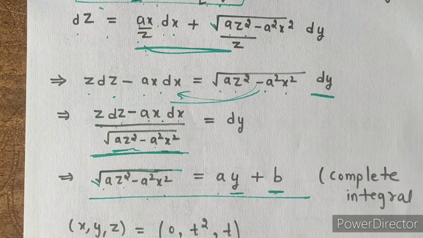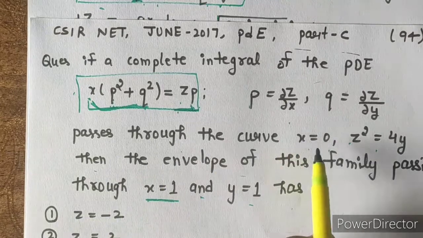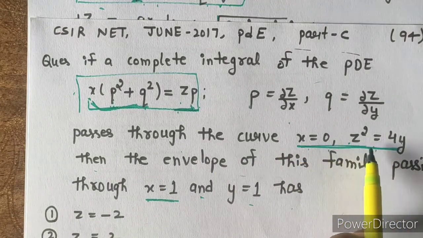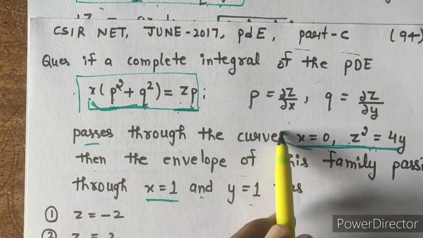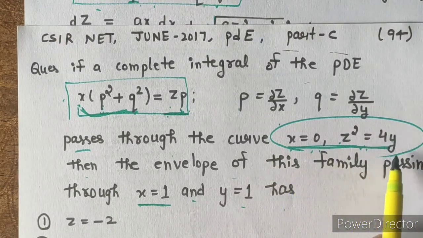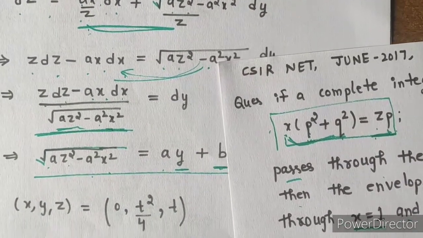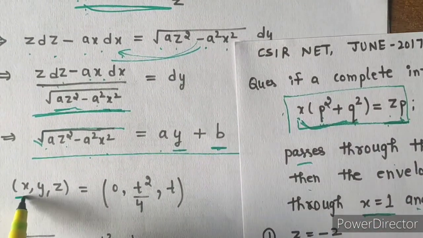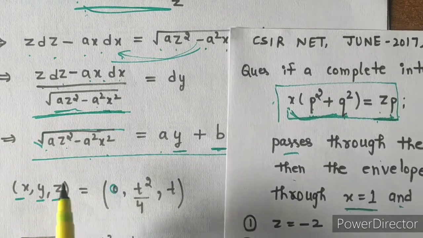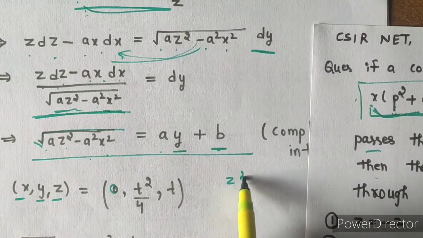And given that the complete integral of the partial differential equation passes through the curve. Given that the curve passes through x equal to 0 and z square equal to 4y.